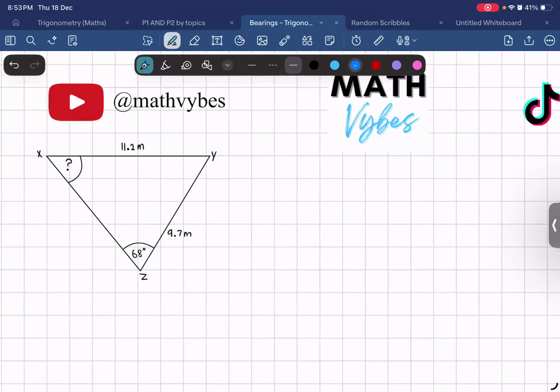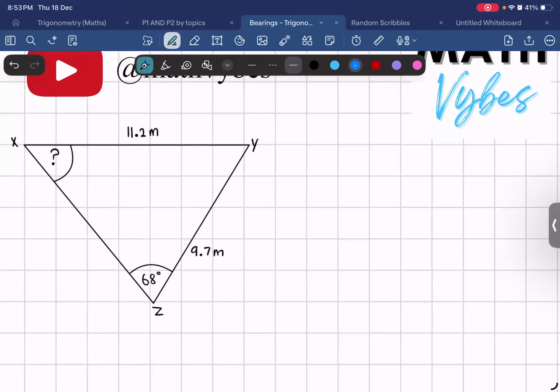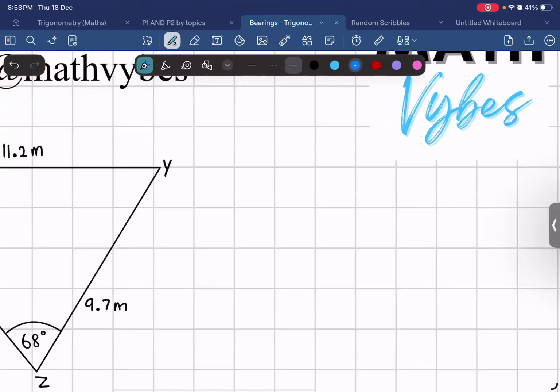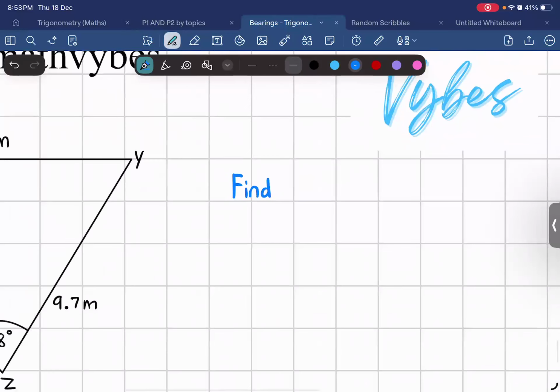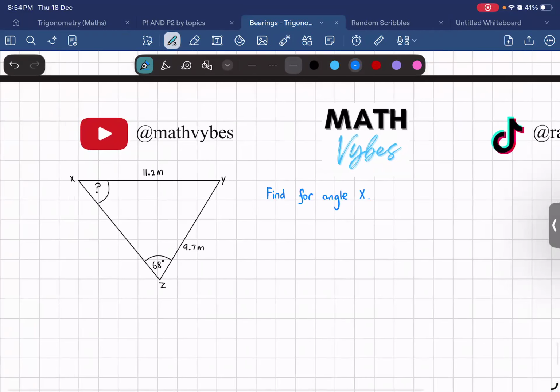Anyways, Perseus, in this question, what do you think we want to find for? Angle X. We want to find for angle X, right? So find for X. Oh gosh, I'm making you find for X. Sorry. Nothing personal.